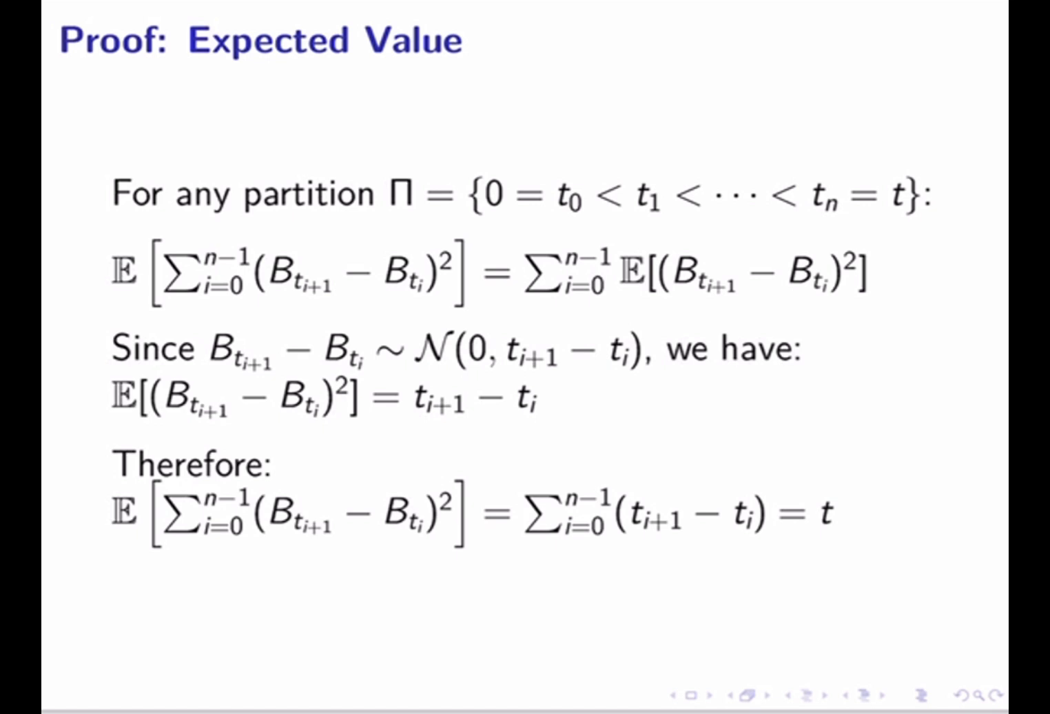For the first part of our proof, we calculate the expected value of the sum of squared increments. Using the independence of Brownian motion increments, we can separate the expectation of the sum into a summation of expectations. Since each increment follows a normal distribution, its second moment equals its variance, which is the time difference, t_{i+1} minus t_i. Summing this up gives us exactly t, the length of the interval.